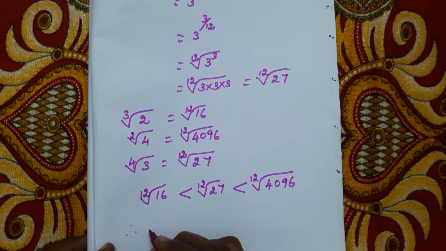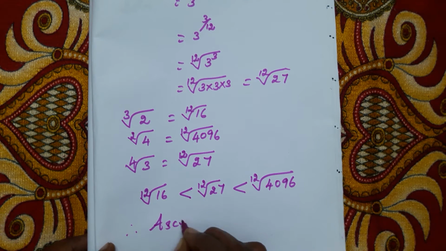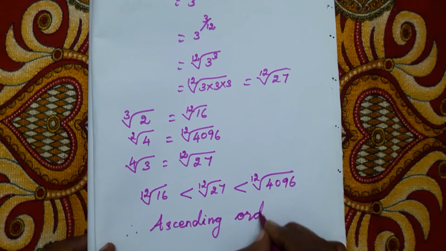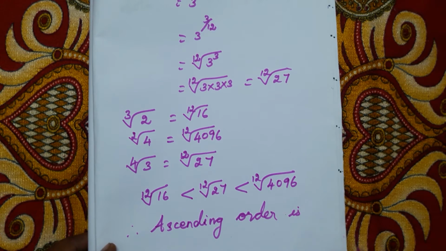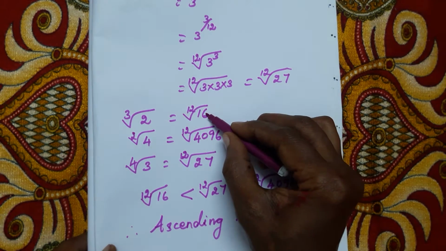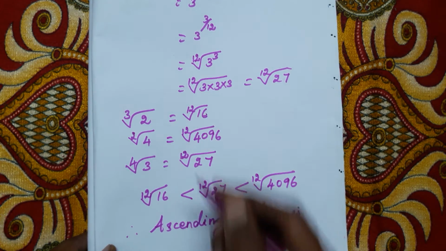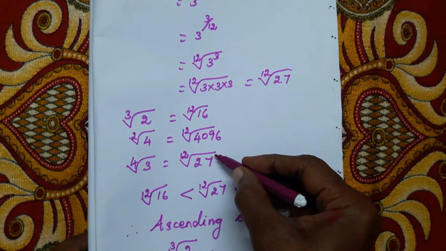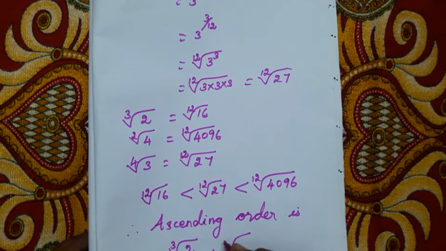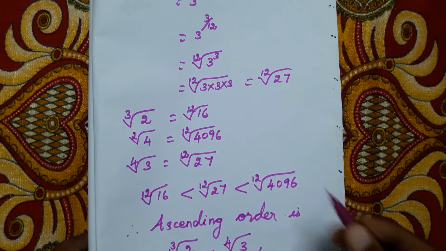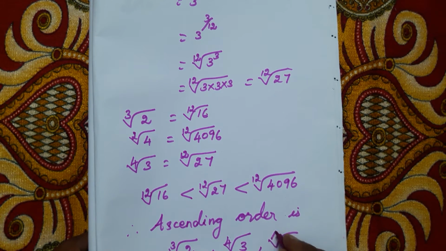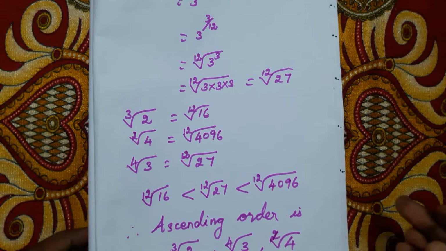Therefore, ascending order is first, which number? 12th root of 16 means cube root of 2, comma. Next, 12th root of 27 means 4th root of 3, comma. Next, 12th root of 4096 means square root of 4. Can you understand this? Okay.